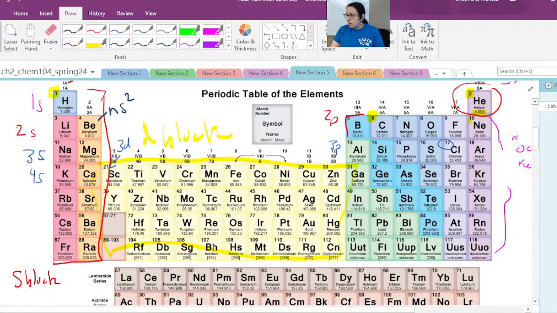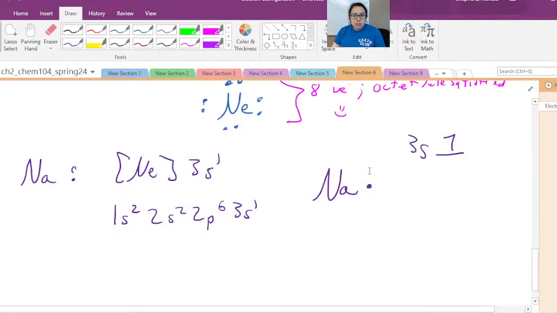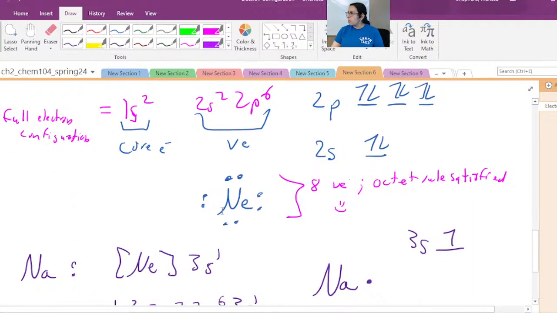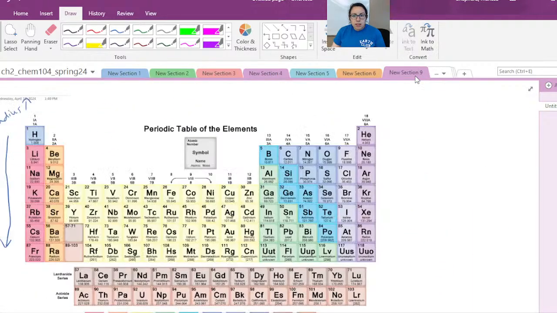So we're going to go back on Monday, continue with electron configuration, continue tying it to our Lewis dot structures that we've been seeing. We're going to continue that so we feel really good. And then we'll get into the rest of our periodic trends.